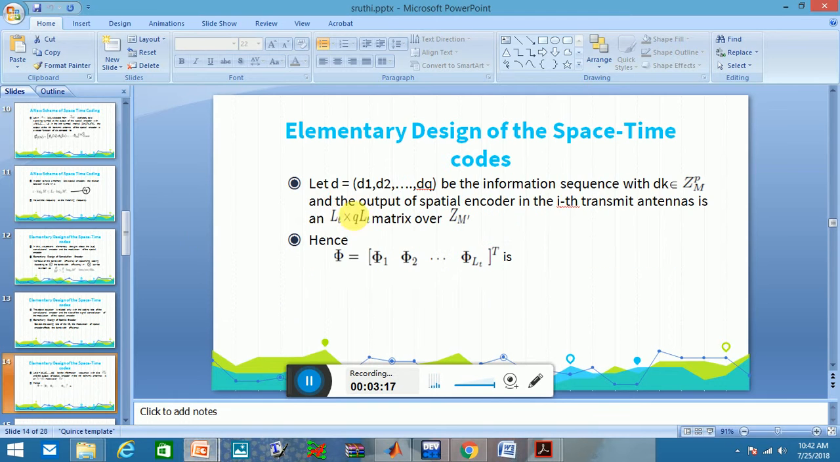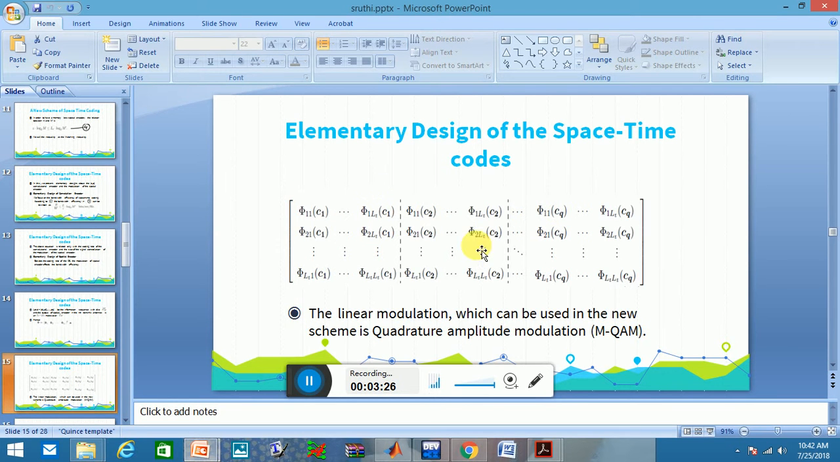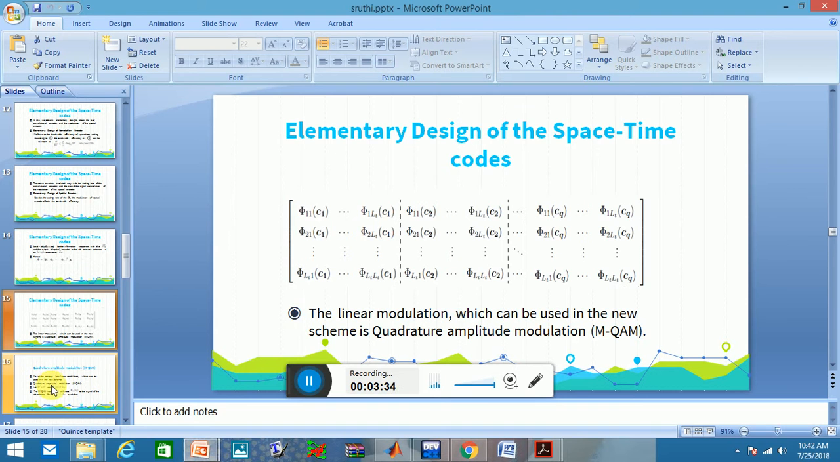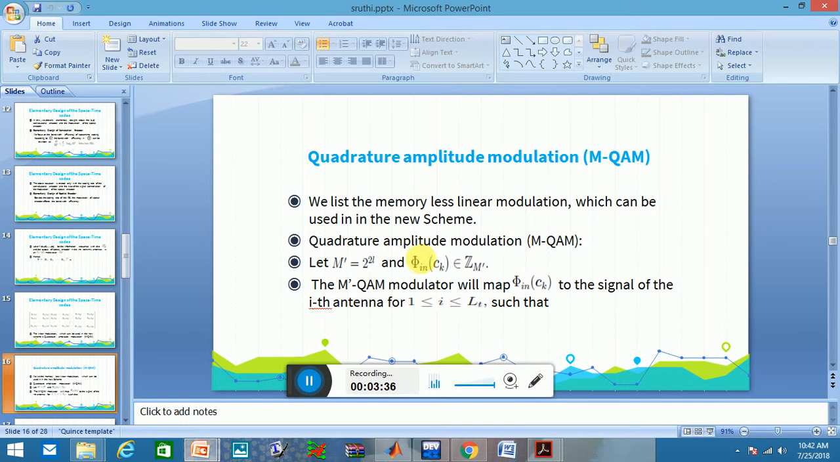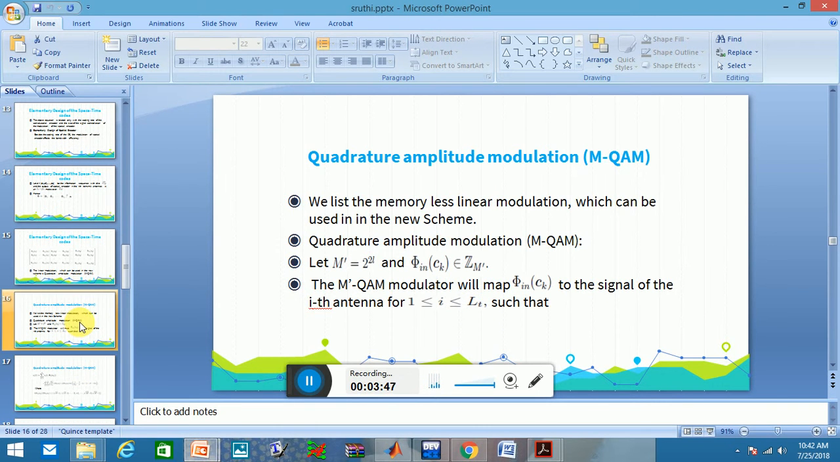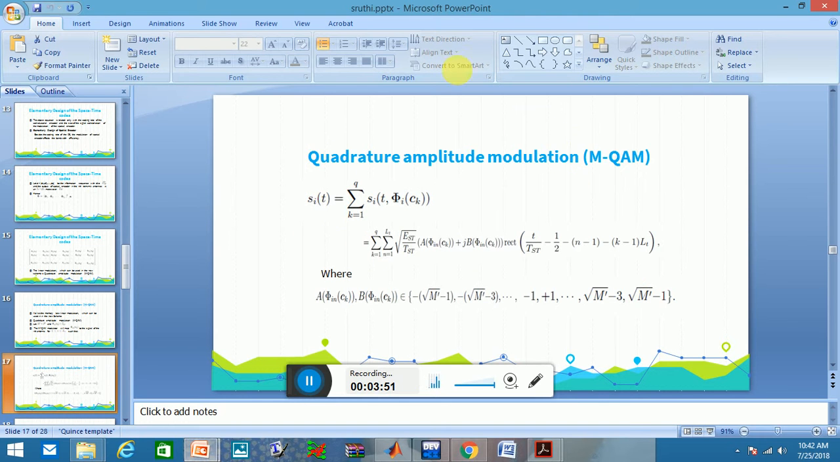The final output of the spatial encoder is in matrix form, and it is written as the following matrix equation. The linear modulation technique which I used in my project is M-ary quadrature amplitude modulation. In this quadrature amplitude modulation, I have considered my memory unit as 1, and the following bound limits, where LT is the number of transmit antennas, and this is my input signal. In the above equation, this points to the amplitude of the signal and this points to the phase of the signal.